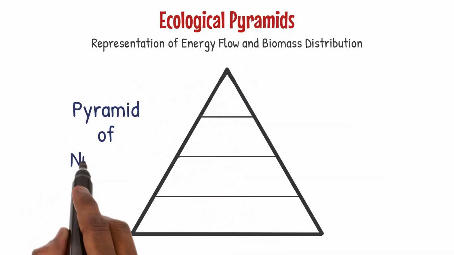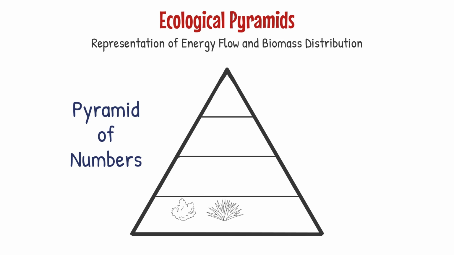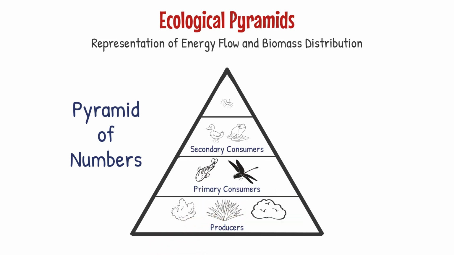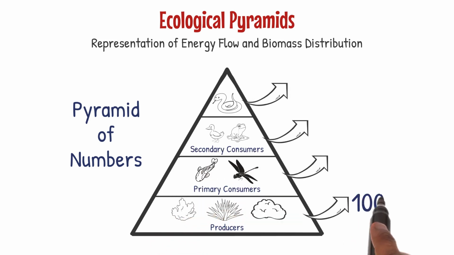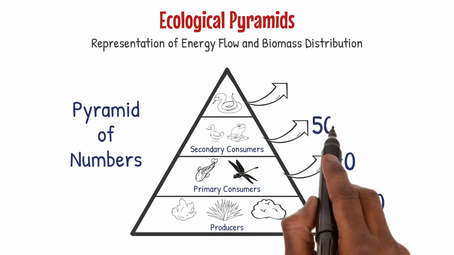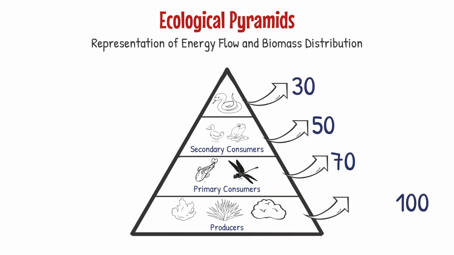First up, the pyramid of numbers. It represents the number of organisms at each trophic level. Often, the pyramid narrows as you move up the food chain, indicating fewer individuals at higher trophic levels.